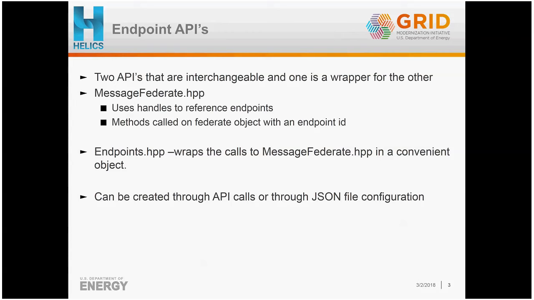There's also an endpoints.hpp file, which defines an endpoint as an individual object. You give it a reference to a message federate, and then it just wraps that in a convenient object that can be moved around and operated on. Endpoints can also be created through API calls or through JSON file configuration. So if you give a file configuration to an endpoint or to a federate, it will make the endpoints, and then you can retrieve them later if you want to.